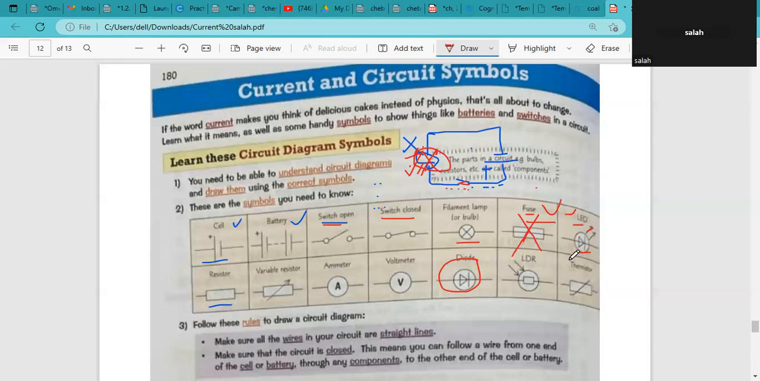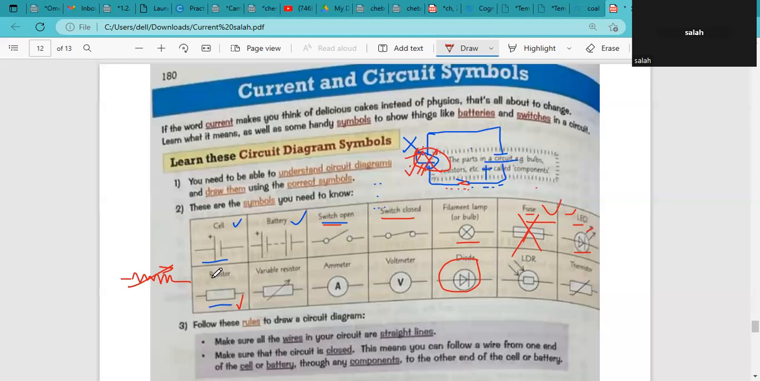Okay, so next we have the resistor, and I don't agree with this symbol of resistor because in most of the books the symbol of resistor is like this. So we can use this symbol. A variable resistor is just the same with an arrow sign in it. A resistor is something which opposes the flow of current. It has an opposition property in it.